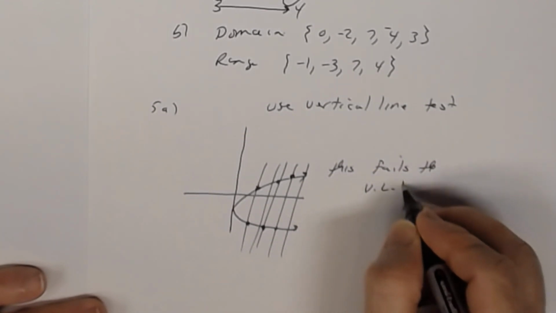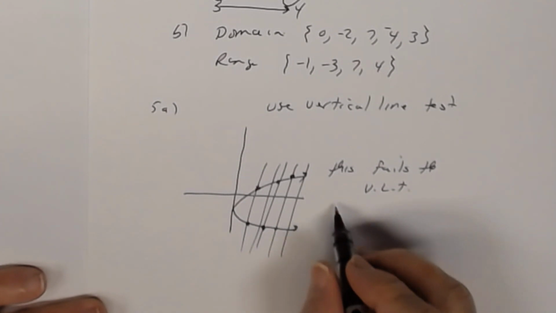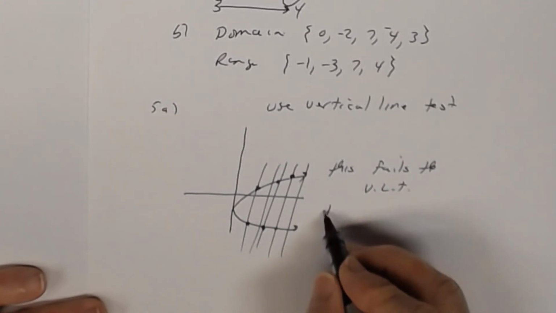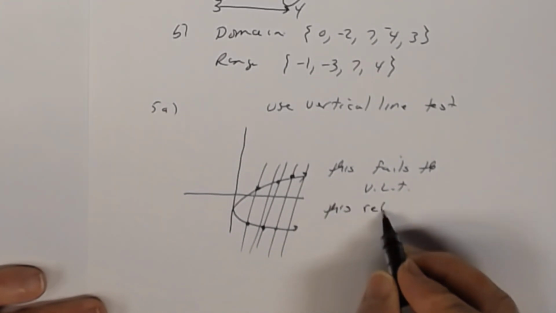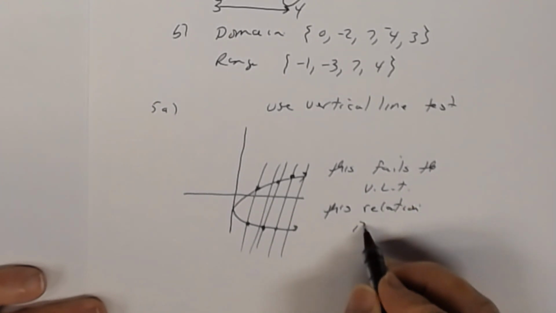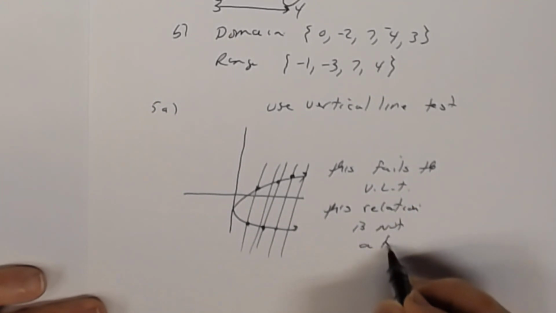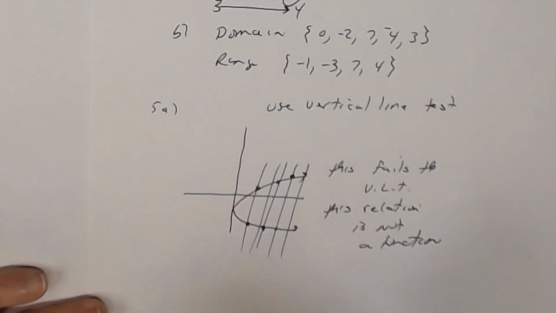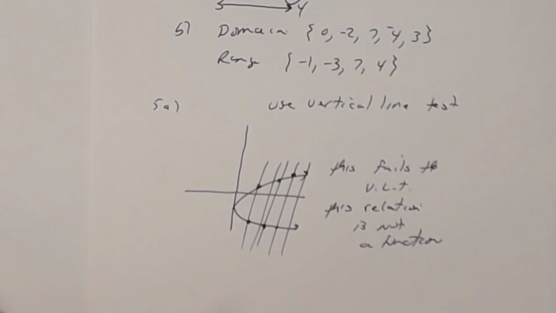Fails the vertical line test. I'm going to put VLT, vertical line test. So therefore, it's not a function. So this relation is not a function. Okay? All right, so that's 5A.